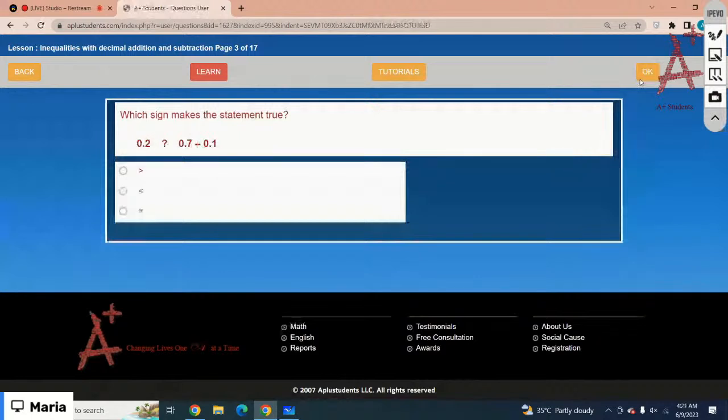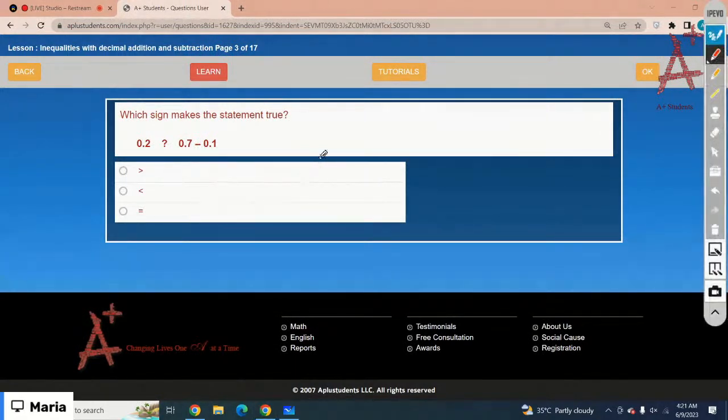Okay, which sign makes the statement true? You have 0.2, just solve the other side. So 0.7 take away 0.1 is 0.6. So is 0.2 greater than 0.6 or less than 0.6? 0.2 is less than 0.6. Got it? So the correct option is less.